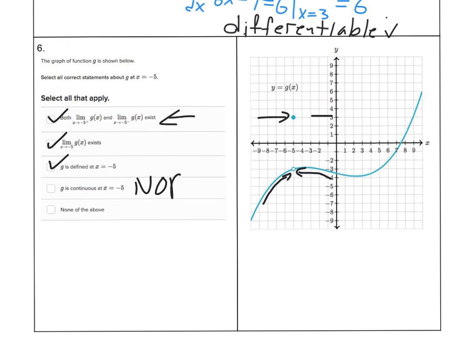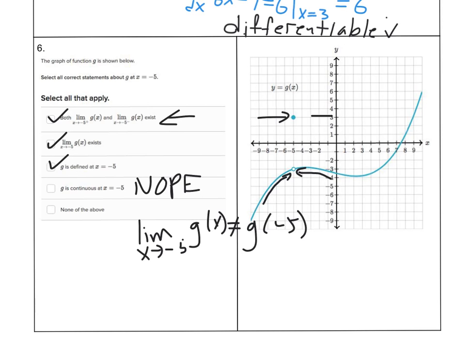G is continuous? Nope. That's not true because the limit as x approaches negative 5 of g of x does not equal g of negative 5. And some of these are true, so none of the above doesn't even make sense. So we've got 3 that are true, 1 that is not, and that's it.